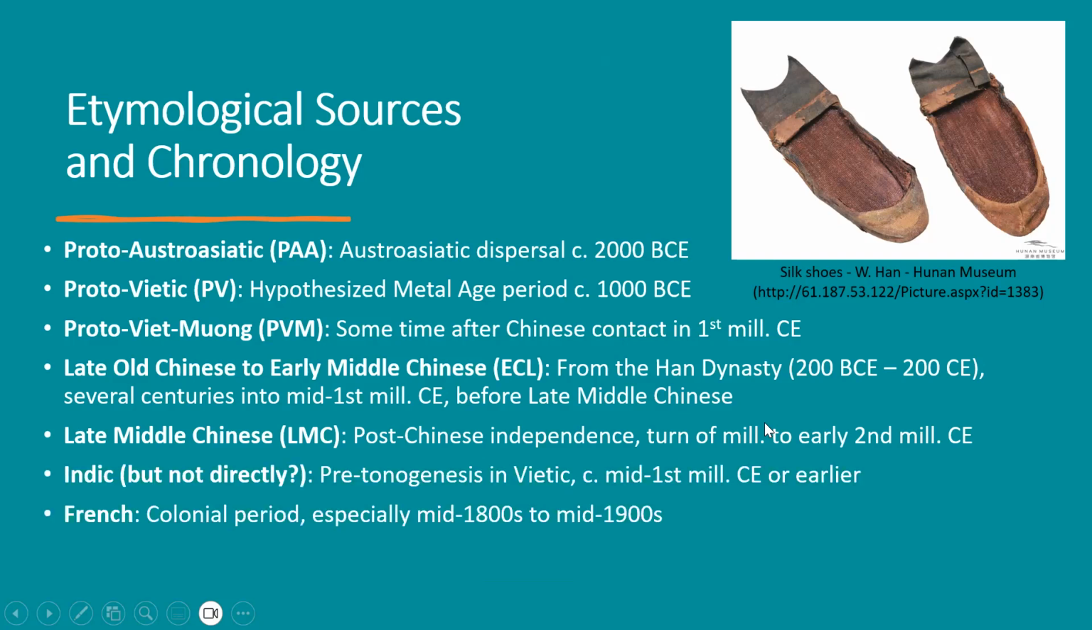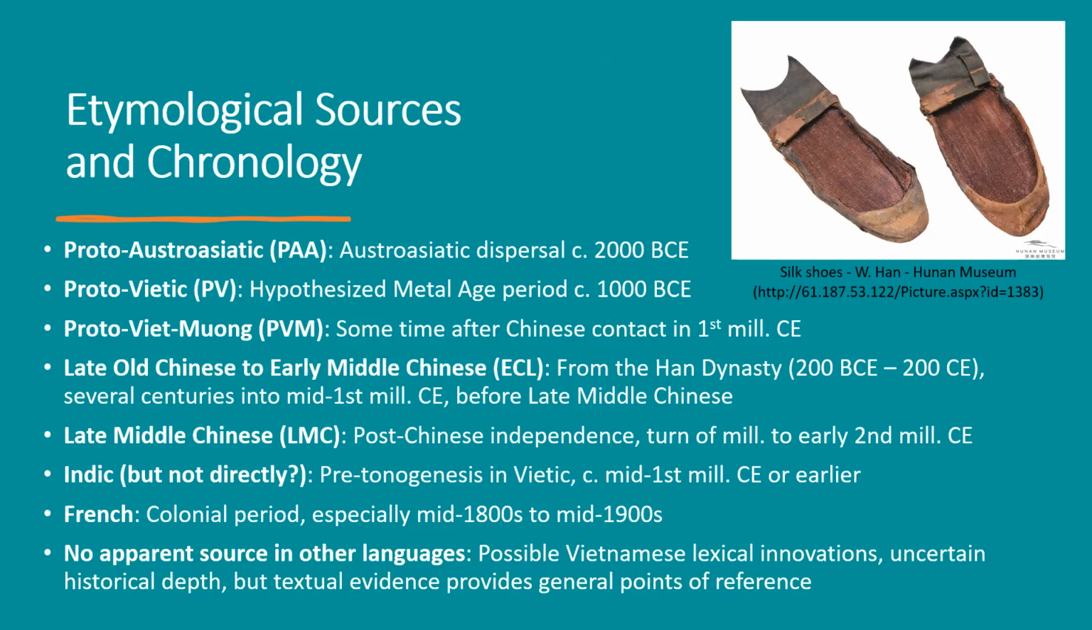As for others, there's really only one word that's from Indic, but I don't think it's direct. I think it's from other Austroasiatic languages, such as Khmer. You'll see what that is later. The French colonial period, I'm not too worried about that, but I have to include it because it's there. But then I discovered there are a lot of words in Vietnamese that have no apparent source in other languages. I suspect, certainly one possibility, that these are Vietnamese lexical innovations, and there are quite a few of them. Uncertain historical depth, but when I check the textual evidence, we at least get some general points of reference. So these are the periods that I'm looking at.